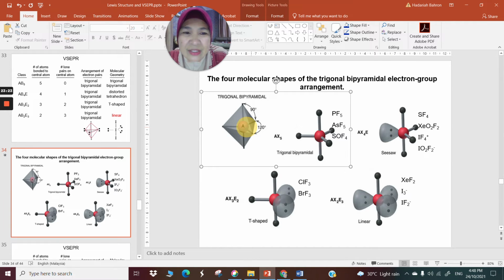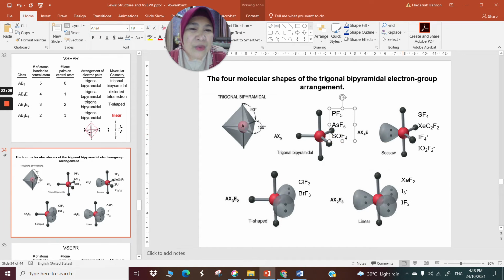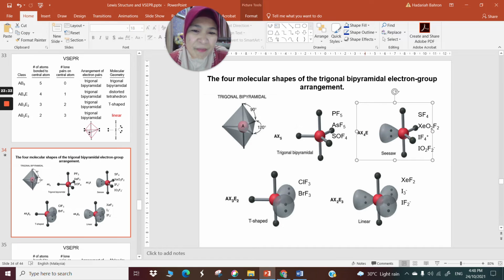When you have all of them bonding pairs, you get trigonal bipyramidal. When one of the bonding pairs is replaced by a lone pair, you get a seesaw. When you have two lone pairs, you get a T-shape. When you get three lone pairs, you get a linear.